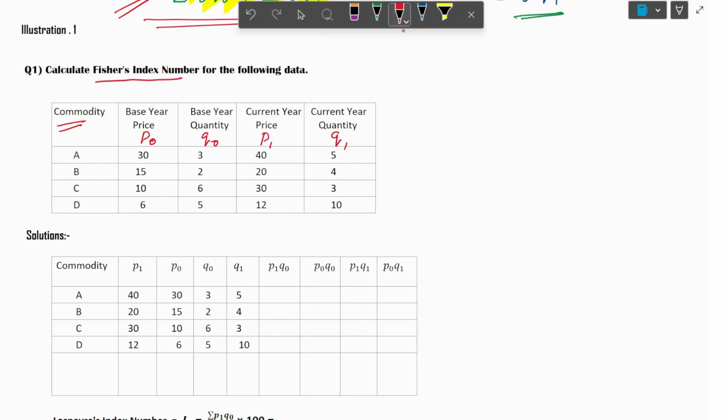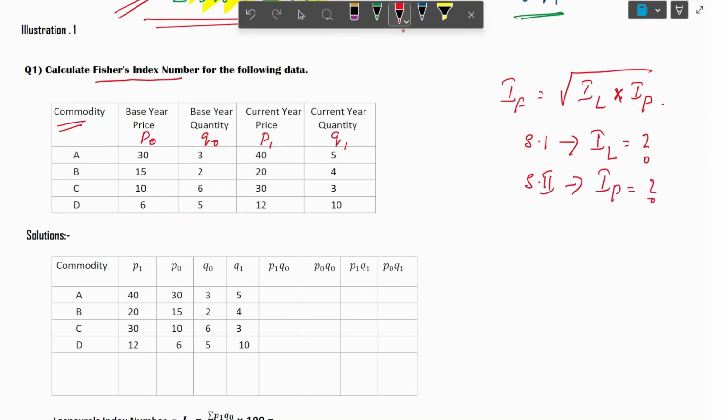Now what do you want to find? Fisher's index number, right? Now see, Fisher's index number, what is the formula? IF is equal to square root of IL into multiplication IP. Therefore, what is step number 1? Step number 1, you need to calculate IL. Step number 2, calculate IP. Then what is the third step? Third step, we are going to find IF using which formula? That is this formula, square root of IL into IP.